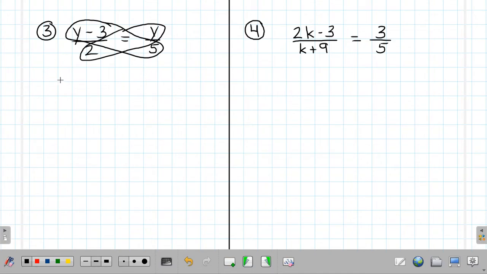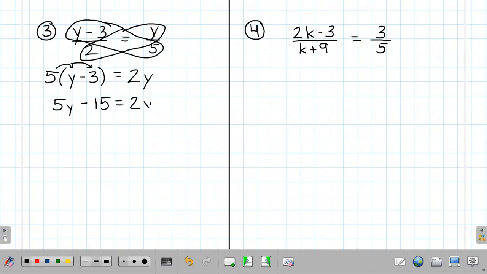I'm going to do the 5 times the whole thing, y minus 3 first, and that's going to be equal to 2 times y, or 2y. You can kind of say where maybe this is going because we have a variable on both sides of the equation. So after we distribute, so once again, we're distributing 5. 5 times y is 5y, minus 5 times 3 is 15. That's still equal to 2y.